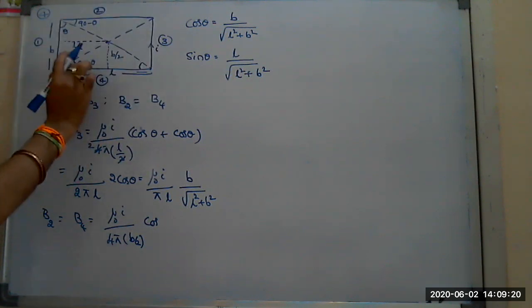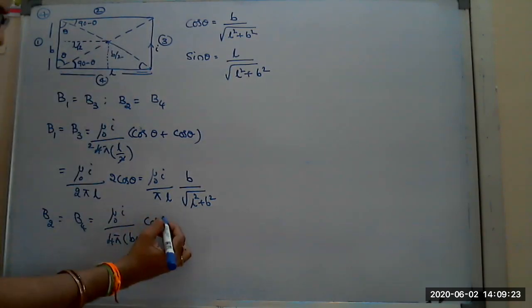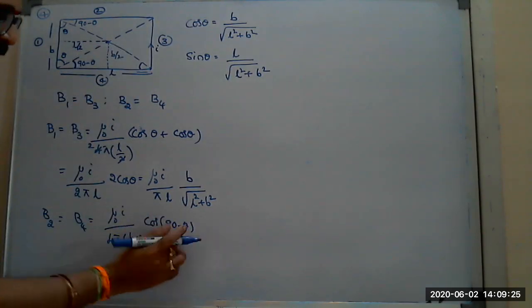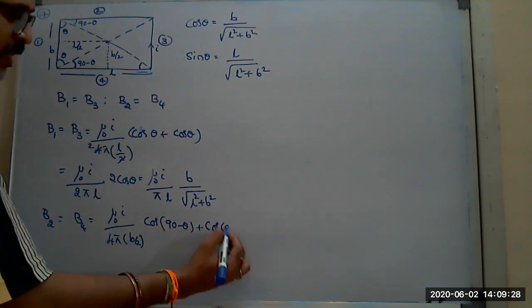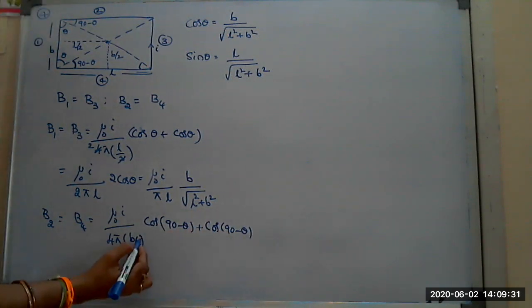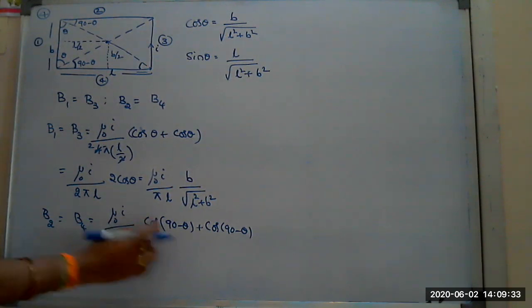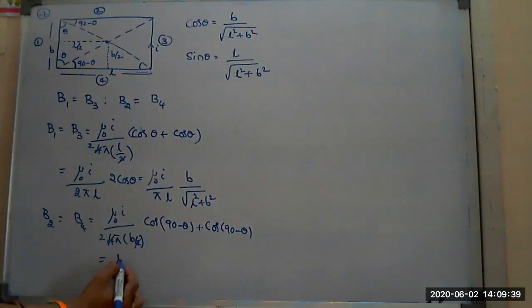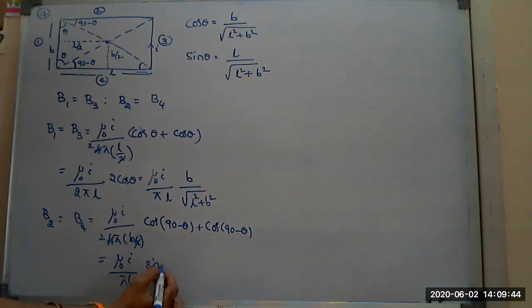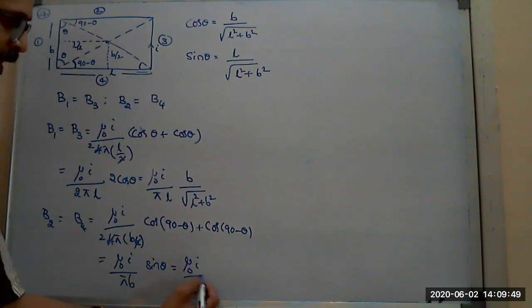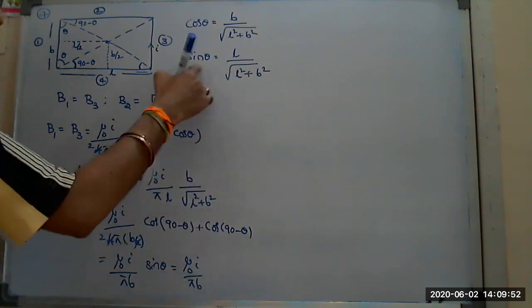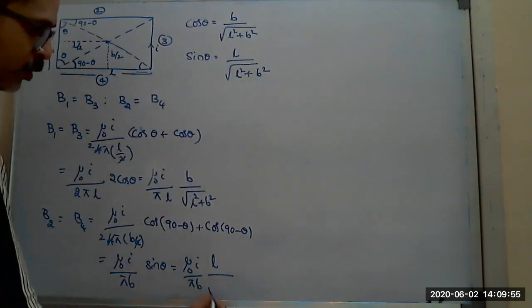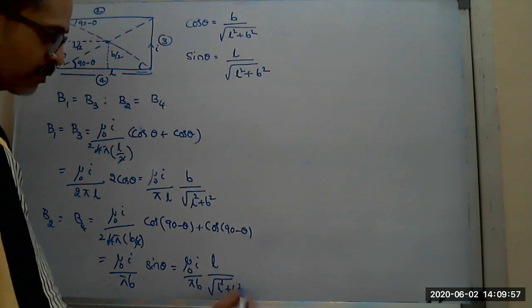These two angles are equal. Why? Because it is a rectangle. So 90 minus theta, 90 minus theta. So I have to write cos theta 1 plus cos theta 2, that is cos of 90 minus theta plus cos of 90 minus theta. So again the 2 cancels. This is sine theta plus sine theta, 2 sine theta, and again the 2 cancels. You will get mu naught I by pi B this time into sine theta. Here sine theta is L by root of L square plus B square.